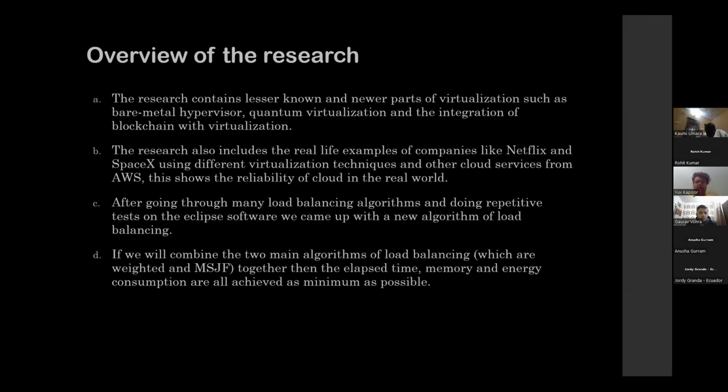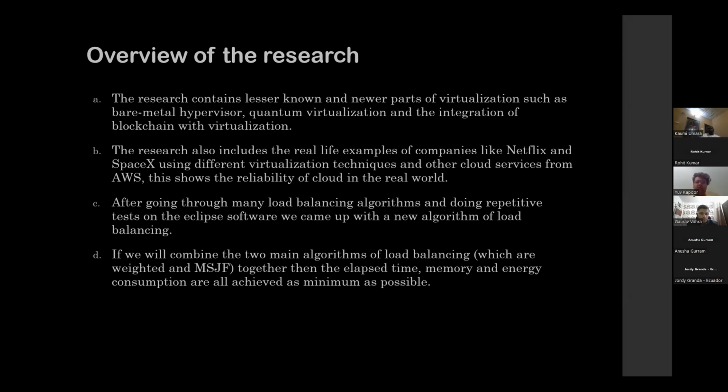Now, the overview of the research. In the research, we covered the lesser known and newer parts of virtualization, such as bare metal hypervisor. Now, bare metal virtualization means that in a single machine, we can implement many virtual machines so that we can work with around 5 to 10 machines through a single machine, which will boost the performance and let us do all the tasks without the specifications of our machine. Now, famous companies such as Netflix and SpaceX also use these technologies from AWS. AWS stands for Amazon Web Services.